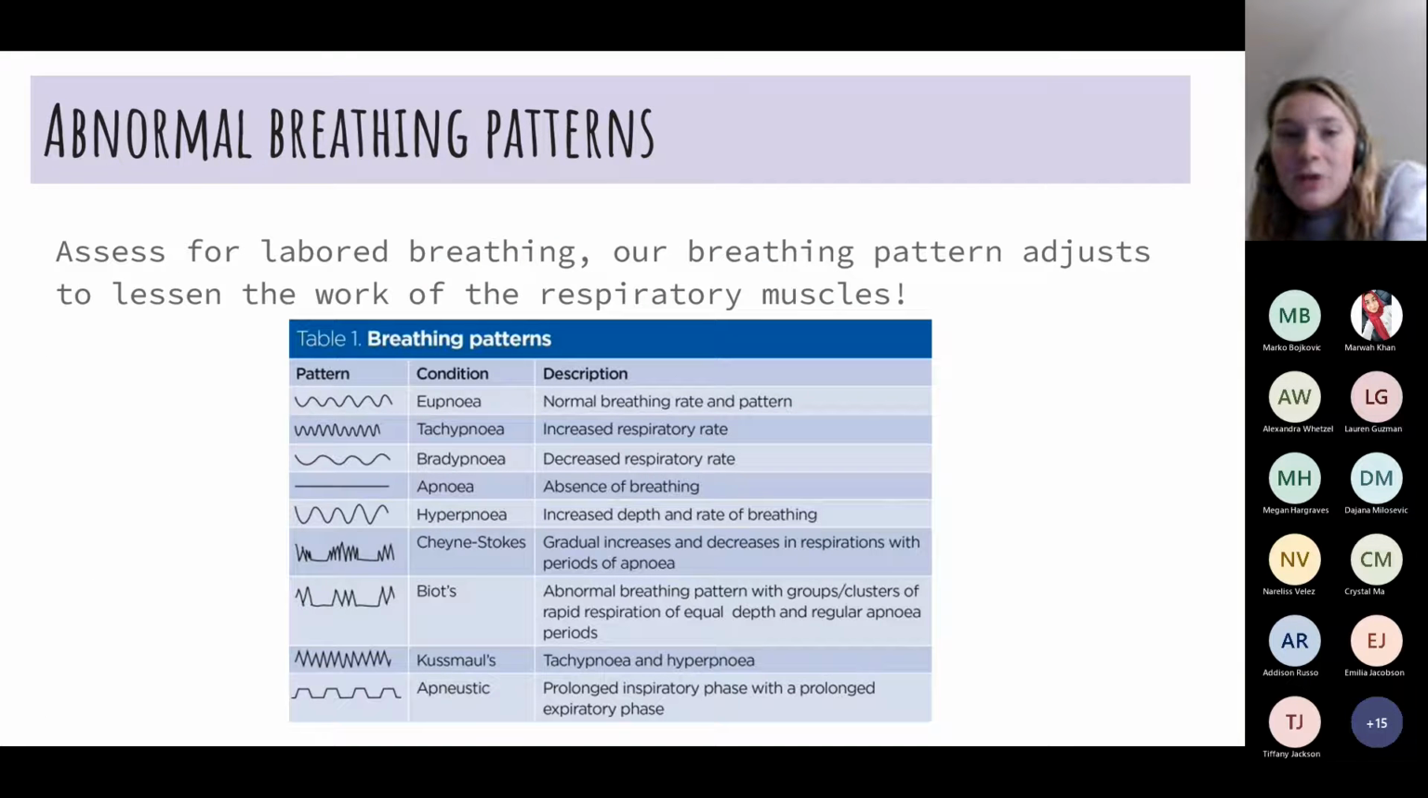I also included this from your textbook, some abnormal breathing patterns. Whenever you see either the "nea" or "pnea" ending, just think breathing. So tachypnea is increased breathing, and vice versa. I would be a little bit familiar with Cheyne-Stokes as well as Kussmaul's breathing, just because those are pretty indicative of some disease processes.